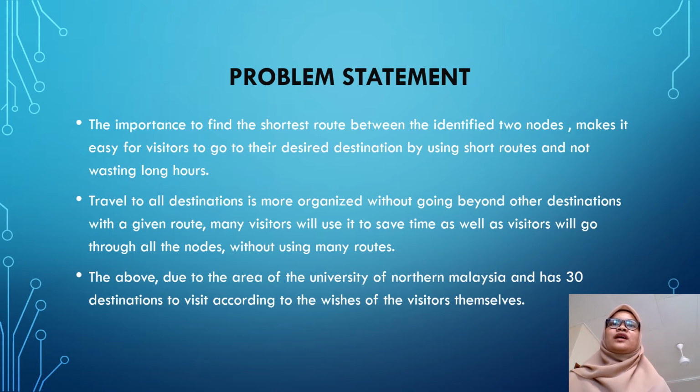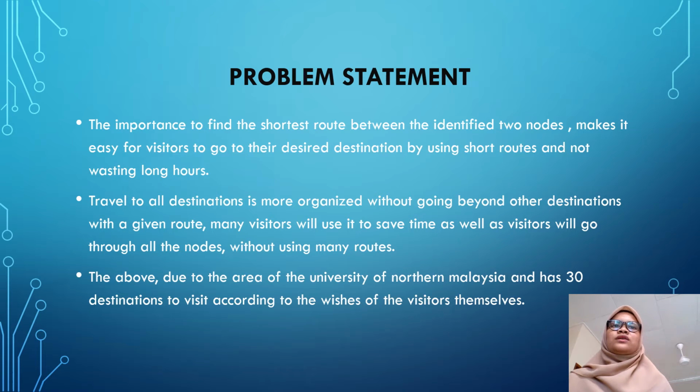For the problem statement, it is important to find the shortest road between the identified two nodes to make it easier for visitors to go to their destination by using the short path and not wasting long hours. Then, travel to our destination is more organized without going beyond other destinations with a given road. Many visitors will use it to save time while visiting all nodes without using many roads.